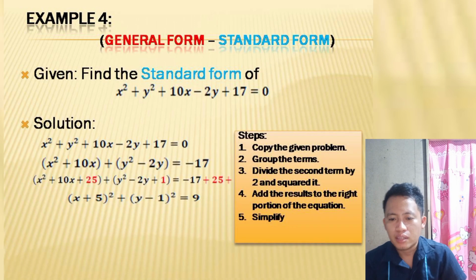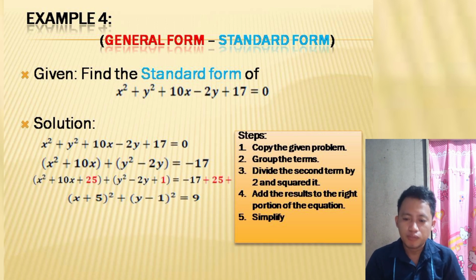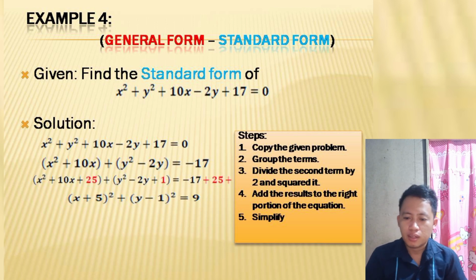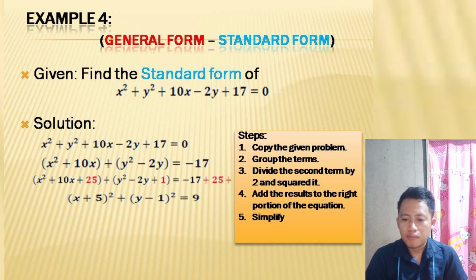And we are tasked to find the standard form of x squared plus y squared plus 10x minus 2y plus 17 equals 0. So there are 4 steps that we are going to follow. Number 1, we copy the given problem. Number 2, group the terms. Number 3, divide the second term by 2 and square it. Then 4, add the results to the right portion of the equation. Then simplify it. Okay, we'll follow that one.